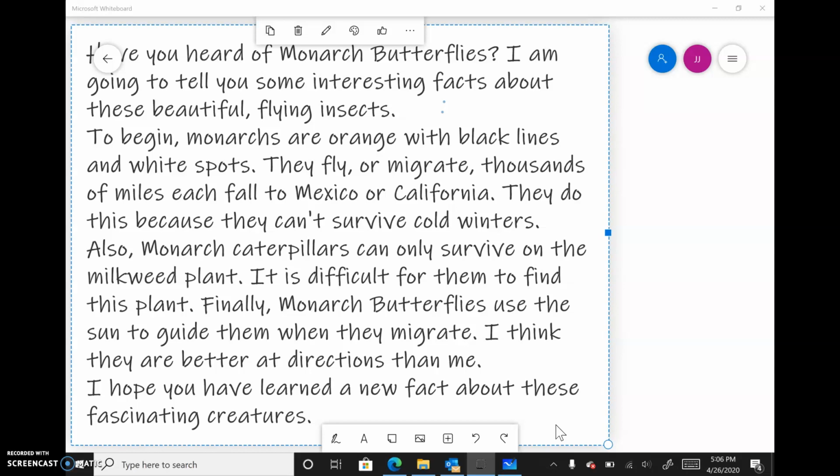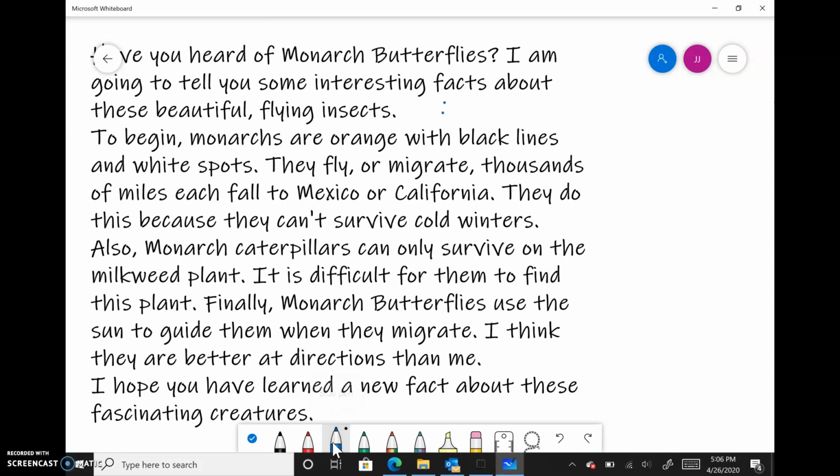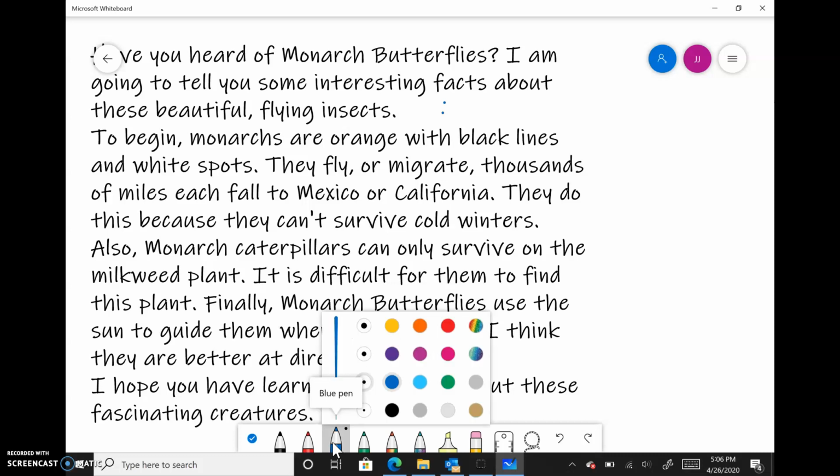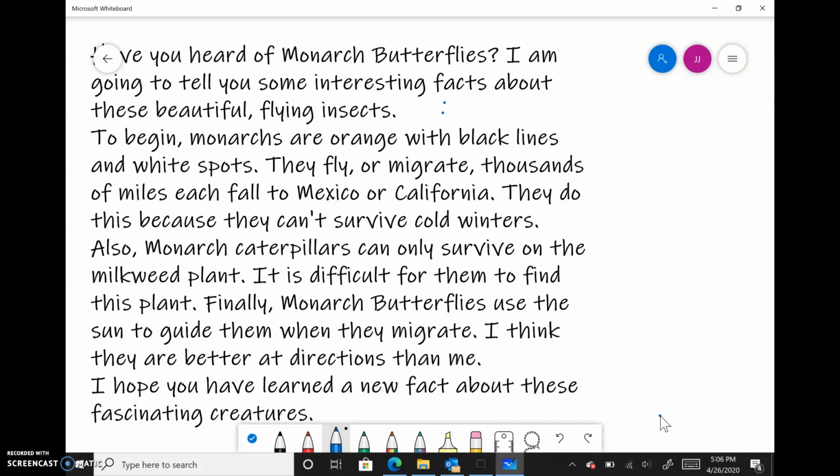As you recall, informative papers have facts. So not what you think, but what is actually true. So first thing you're going to want to do is you are going to need to read or listen to some stories on Epic. You don't have to use Epic, but it is a nice tool that we have and that we used when we did our informative writing back in January.